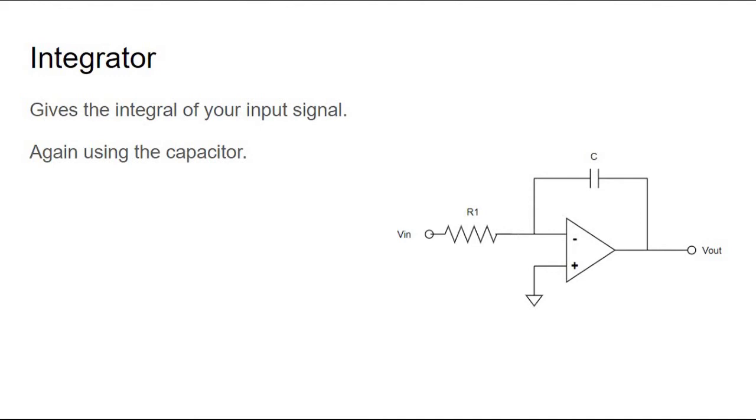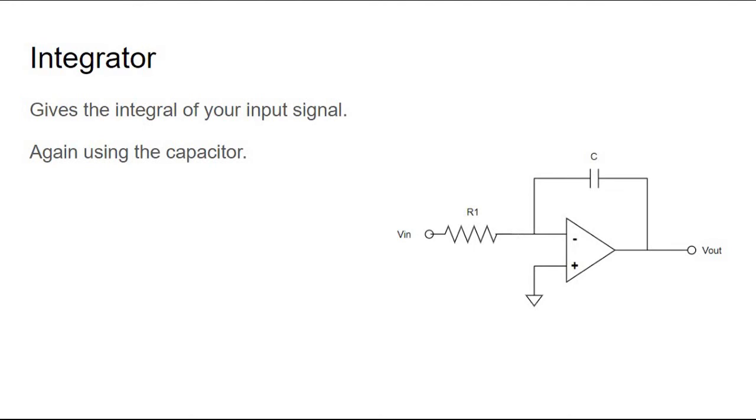For example, together with the previous circuit, the differentiator, it can build a PID control circuit or a proportional integral derivative controller. With this, the integrator is used to sum up the error and help correct the output to a desired amount.